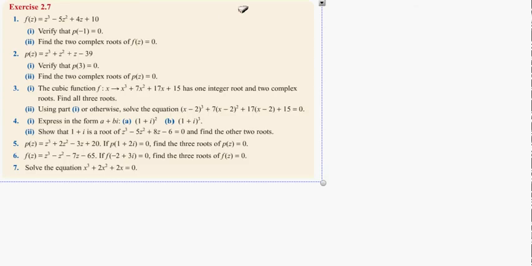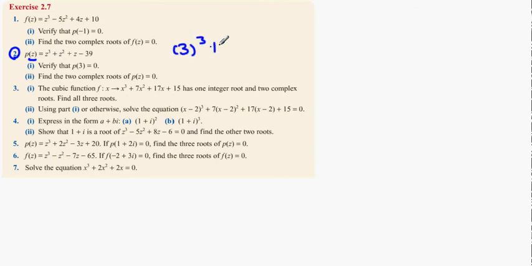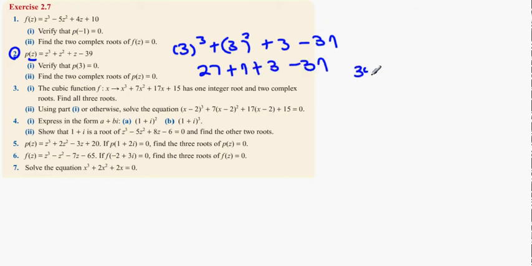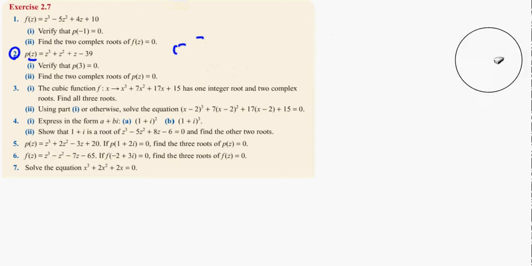Okay, so moving on. What we have here is question 2. It gives us a polynomial, and then it says verify that p(3) equals 0. To verify that, we replace all z's with 3's, because p(z) is going to be 3 cubed plus 3 squared plus 3 minus 39. So we get 27 plus 9 plus 3 minus 39. It's going to be 39 minus 39 equals 0.